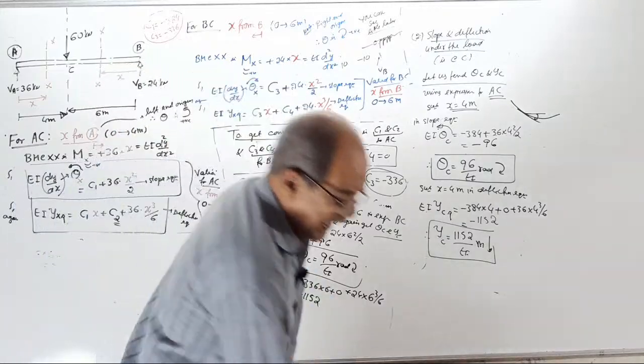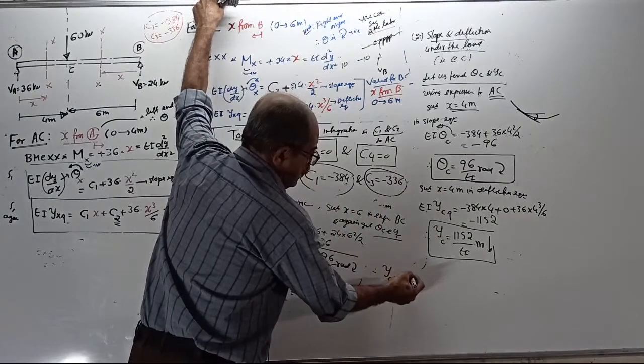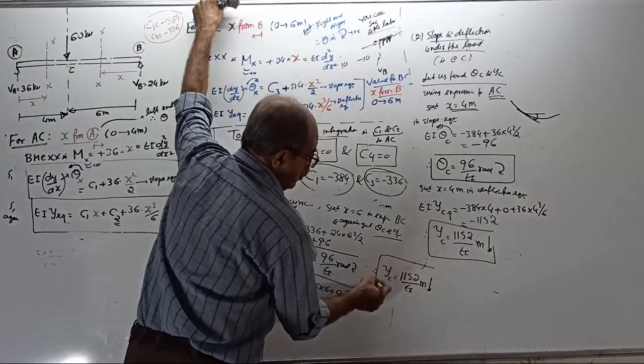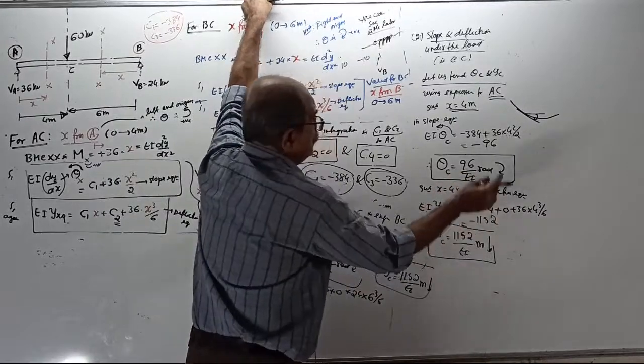Yes, same. Therefore, you can tell the deflection at C equals 1152 by EI meter, downward. What answer did you get? Both are the same.